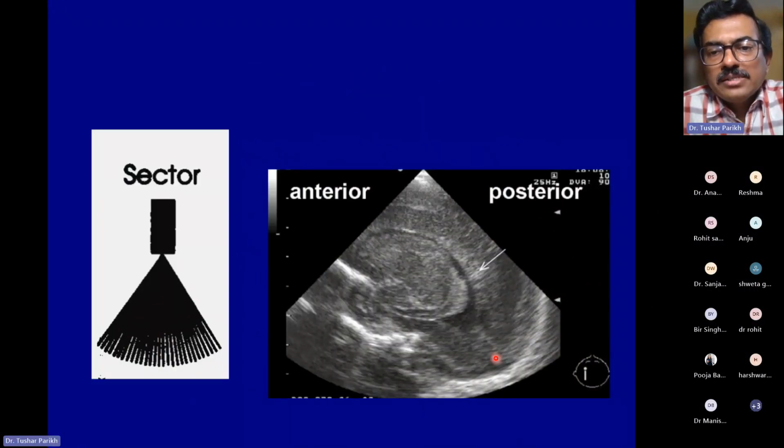So for a newborn baby's brain ultrasound, we will use a sectoral probe or a dedicated pediatric probe. When we talk about it, it is basically a sectoral probe. That is, from one small point it gives a fan-shaped image, and you are able to interrogate or view inside from a small sonographic window. So that is the reason that we are using a sectoral probe in a newborn.